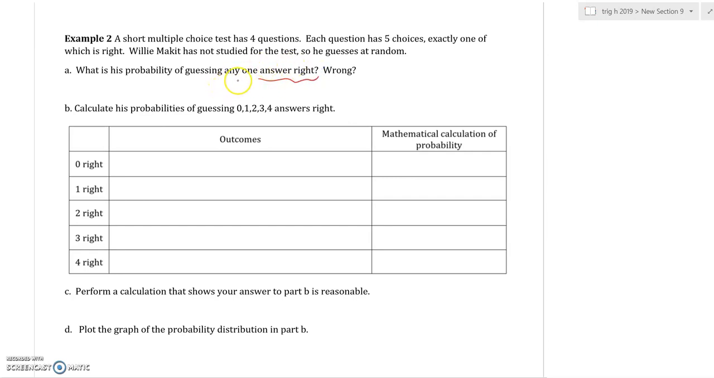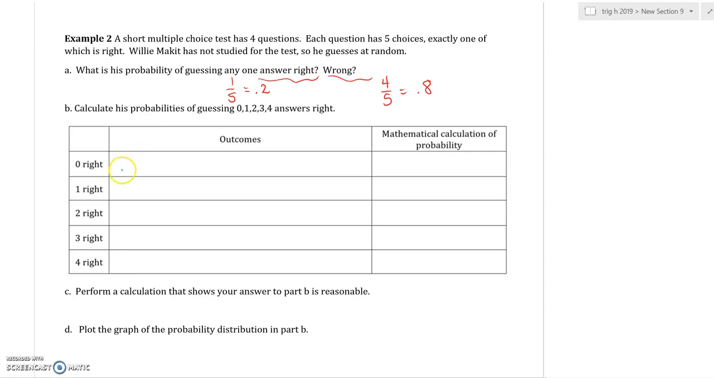So what is his probability of getting an answer right? Well, there are 5 choices, so that's 1/5, which is 0.2. And wrong, well, there are 4 wrong answers, so that's 0.8. Notice 0.8 plus 0.2 adds to 1. So he has an 80% chance of getting it wrong, a 20% chance of getting it right.